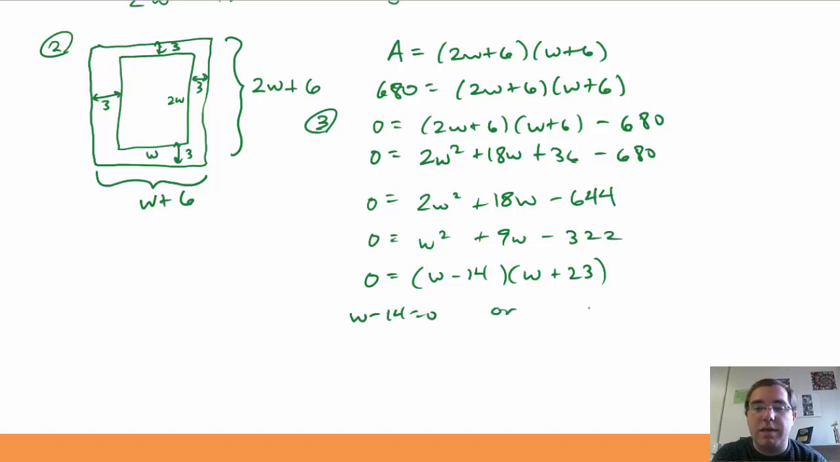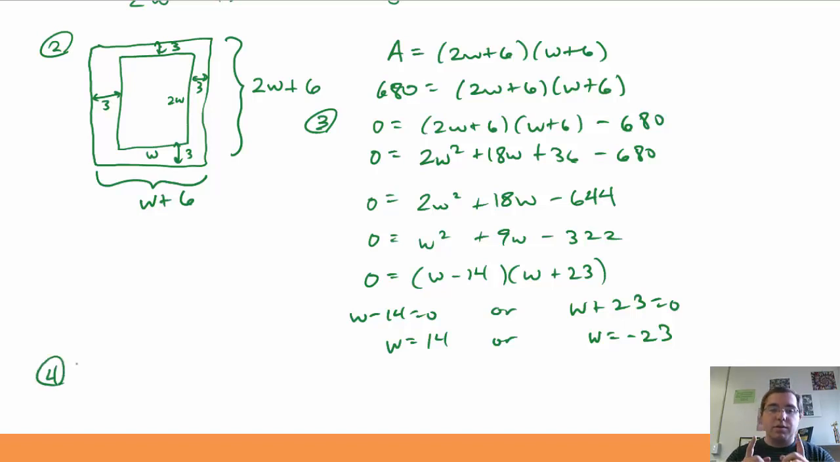That means w minus 14 equals 0, or w plus 23 equals 0. If w minus 14 equals 0, that means w equals 14. Or if w plus 23 equals 0, that means w equals negative 23. So now, in step 4, where we're answering the question, we're going to narrow this down from 2 numbers to only 1 number. And we can do that because if we think about the problem, we have a width for w, and that width can't be negative. So this w equals negative 23 doesn't work for this problem.